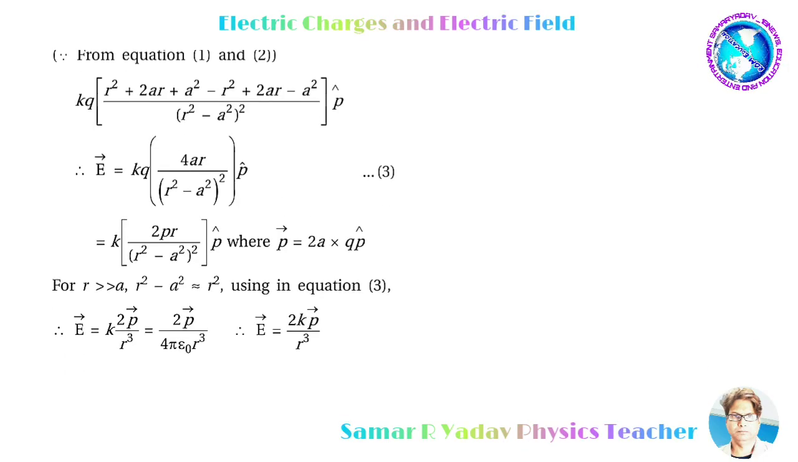Therefore for r greater than a, r square minus a square is approximately equal to r square, using this in equation 3. Therefore vector E is equal to k times 2p vector upon r cube, is equal to 2p vector upon 4 pi epsilon 0 r cube. Therefore, vector E is equal to 2kp vector upon r cube.